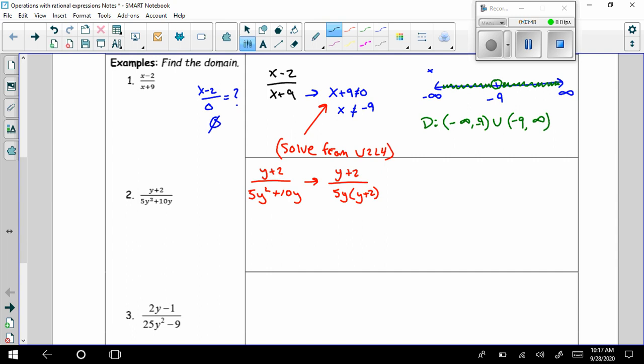Well, fractions would tell us to go ahead and reduce this, which is fine. But before you reduce it, you have to find your restrictions. So 5y equals 0, y cannot equal 0, and y plus 2 is not equal to 0, so y cannot equal negative 2. Those are your restrictions. And you can see we have to do that because then these cancel out and we end up with 1 over 5y.